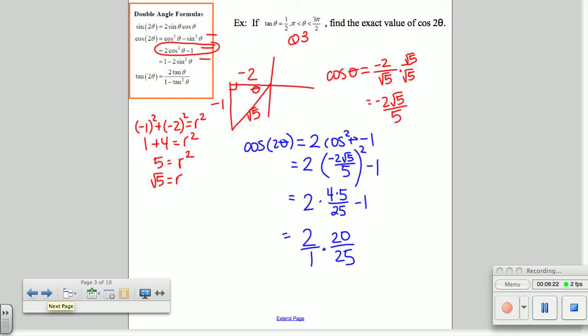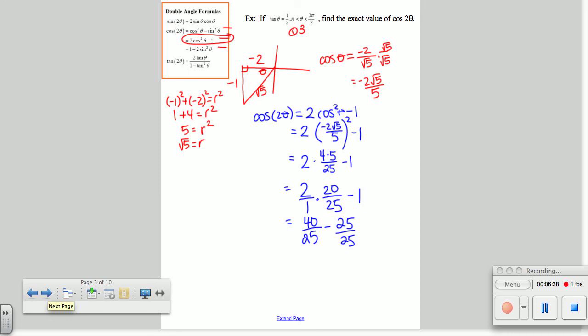minus 1. If I multiply the 2 in, I'm going to get 40 over 25. And common denominators tells me 1 whole is 25 over 25. If I subtract those fractions, I get 15 over 25, and that simplifies to 3/5. So the cosine of my double angle would be 3/5.